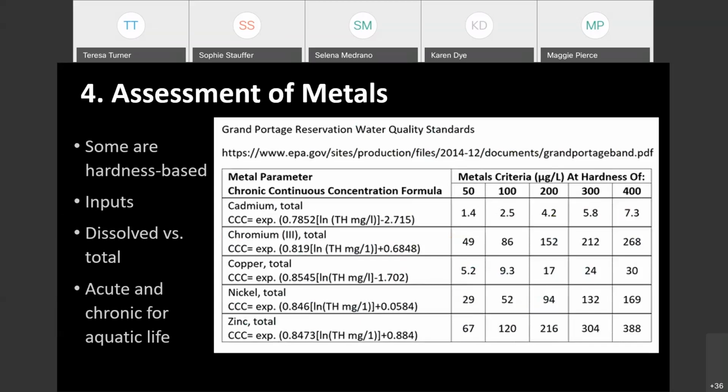That's the input. It's also important when you're assessing metals criteria to look at what fraction your tribal water quality standards may specify, if they specify one. If they don't specify a fraction, or if you don't have tribal water quality standards, EPA recommends using the dissolved, but you could still do it with the total. You just want to make sure you get the math right and you're comparing apples to apples. And then, as we talked about before, the aquatic life criteria are split into acute and chronic, and that's the case for most metals standards and the hardness-based metals standards themselves.